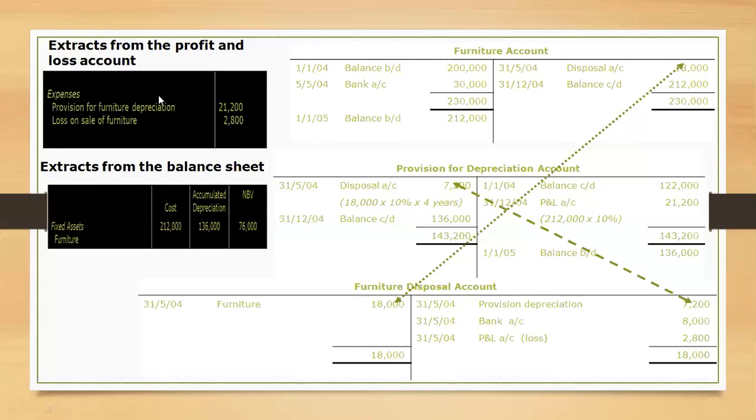we'll write down expenses. As far as the extracts of balance sheet is concerned, fixed asset 2,12,000, this is the cost price. Depreciation 1,36,000, we have taken the balances 212,000. This is the balance 1,36,000 we have shown here, and the net book value is 76,000. This is the total question, students, so you have to pay attention towards every step.